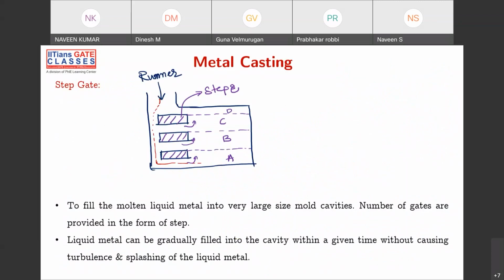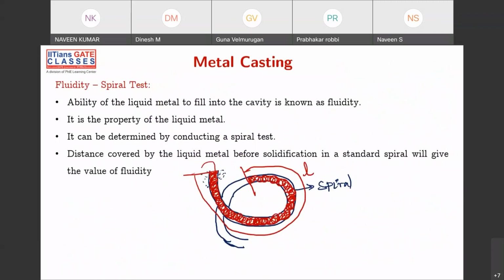Okay. So this is done by the spiral test. What is the spiral test? You have some kind of a spiral like this, and you pour liquid metal and keep on pouring it, and suddenly it will get solidified at this point. Then you calculate the length of the spiral. The more the length, the more the fluidity; the less the length, the less the fluidity. That is the fluidity spiral test.